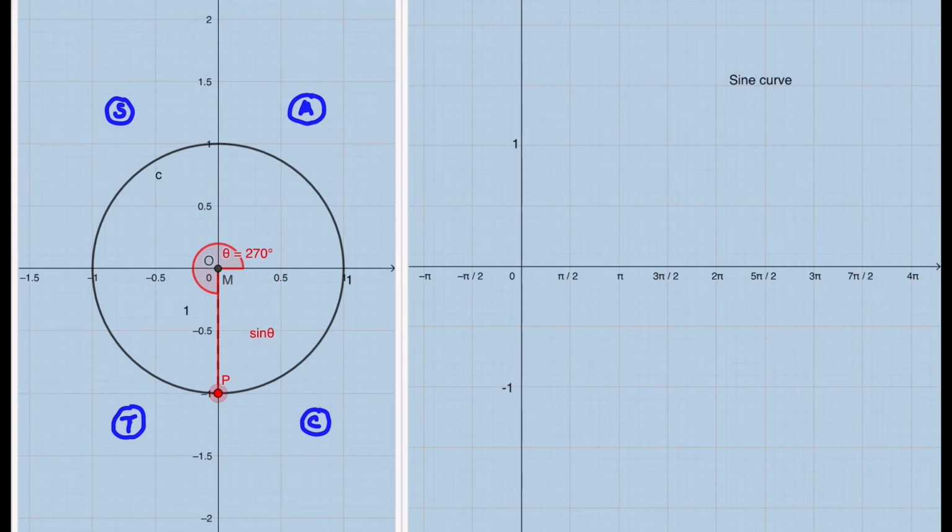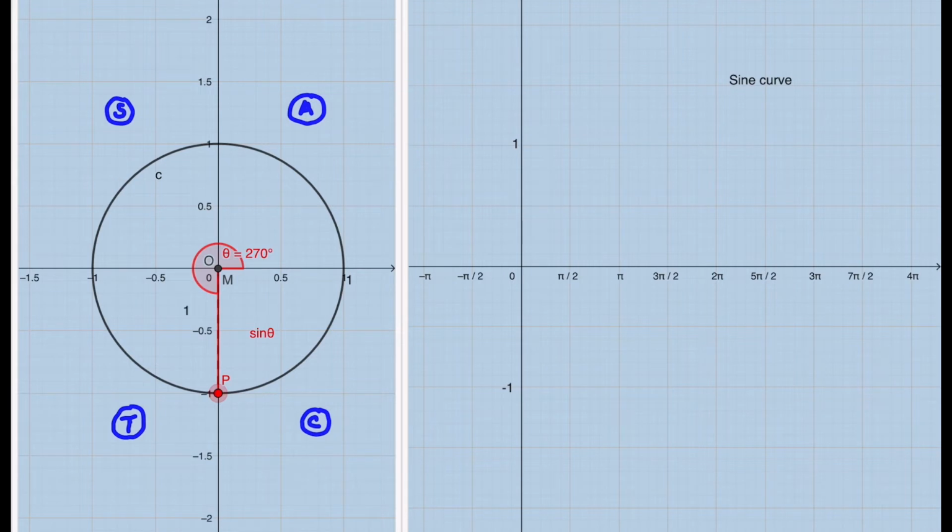And in the fourth quadrant, again sin theta is negative. So as P moves, PM increases from minus 1 to 0. Therefore, in the fourth quadrant, sin theta value increases from minus 1 to 0. From this unit circle, we can make out that the maximum value of sin theta is positive 1 and the minimum value of sin theta is negative 1.